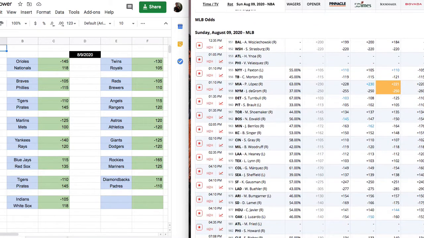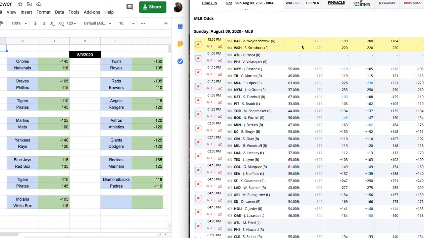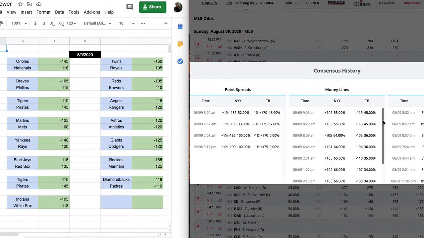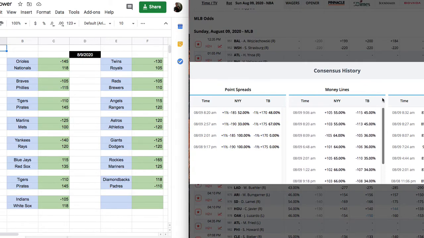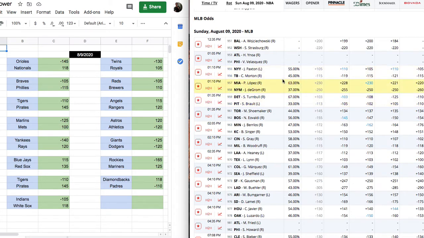What's cool about it too is you get all the lines in real time. If a line changes, they'll highlight it, and very important here, it shows you where the tickets are. So we'll click on this. You can see 55% of the wagers are on New York, and you're able to follow that line movement, which is very important. We'll discuss in some detail maybe in this video and later.